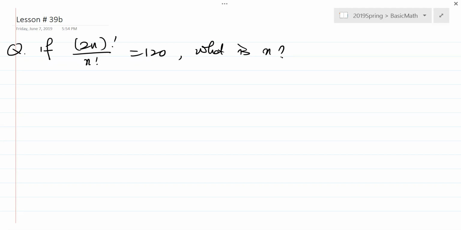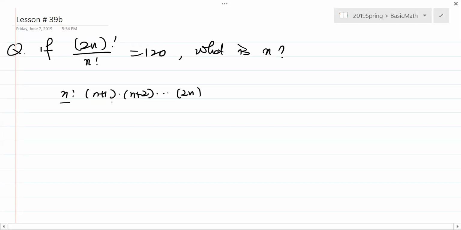First of all, you have to simplify (2n)! over n!. But it's not 2. (2n)!, by definition, is n! times (n+1) times (n+2), all the way to 2n, the largest number, divided by n!. Then it cancels out. So after you simplify, the left-hand side is just a product of numbers.